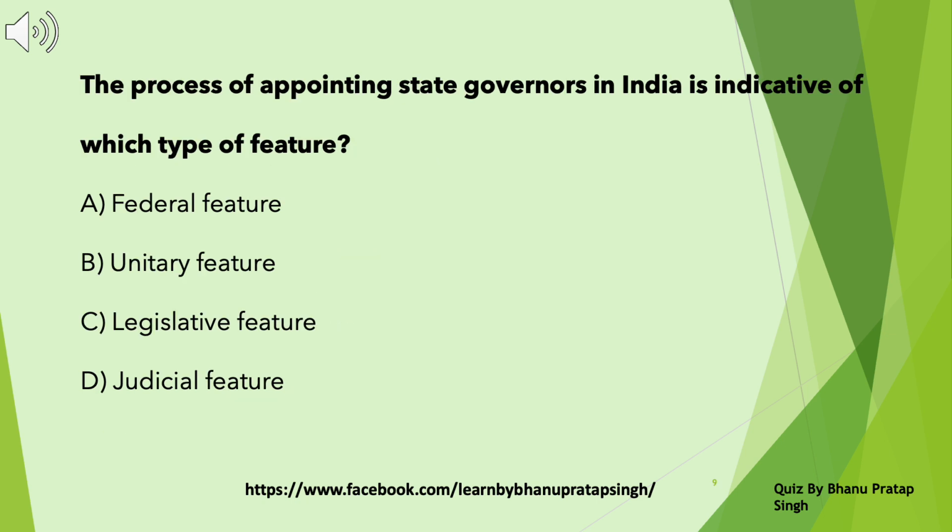The process of appointing state governors in India is indicative of which type of feature? A. Federal feature. B. Unitary feature. C. Legislative feature. D. Judicial feature. Choose the correct answer. Answer B. Unitary feature.